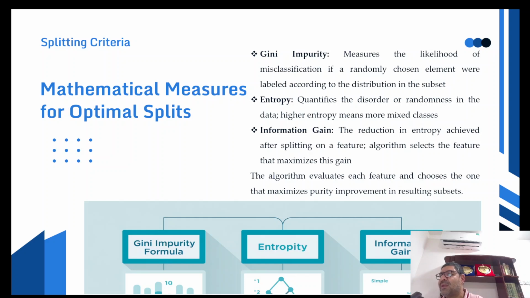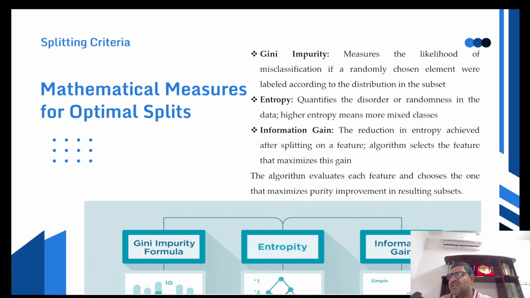Gini impurity measures the likelihood of misclassification. So it is measuring the possibility of misclassification if a randomly chosen element were labeled according to the distribution in the subset. I will open it fully and you will understand this with an example. Next slide which is coming gives how this Gini impurity is calculated.